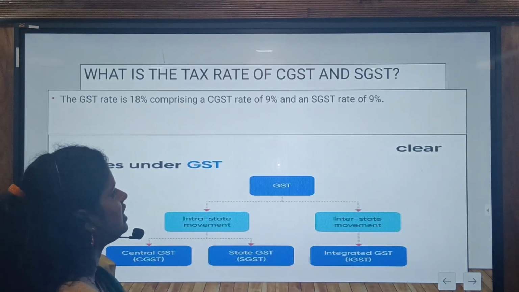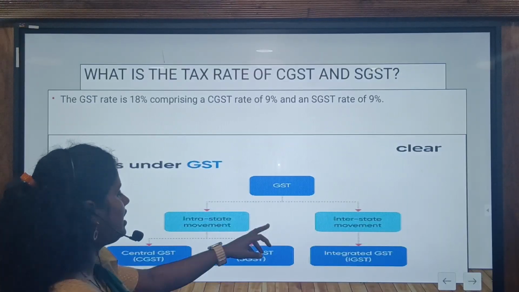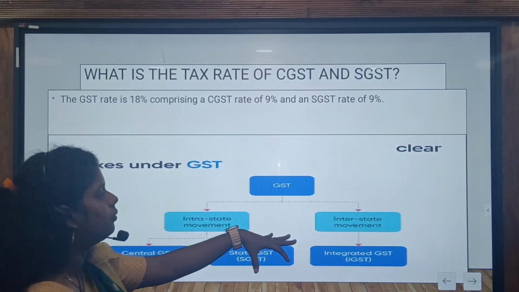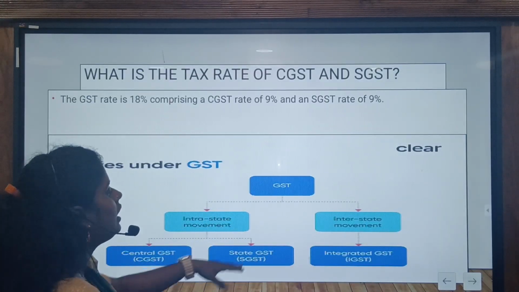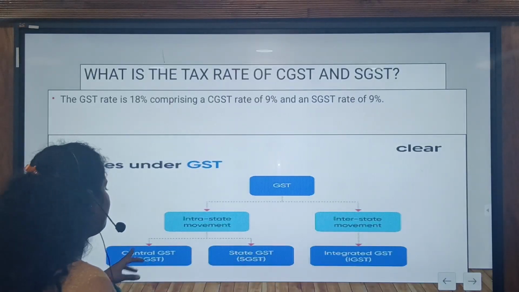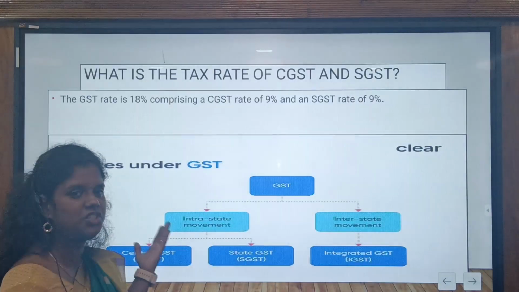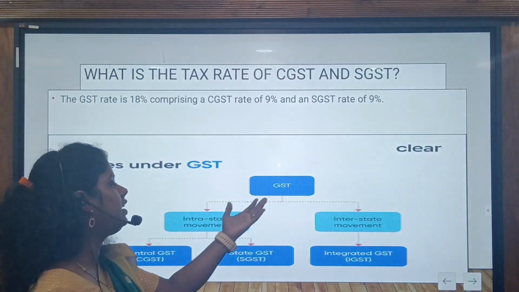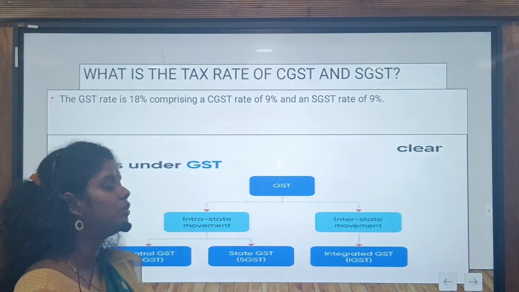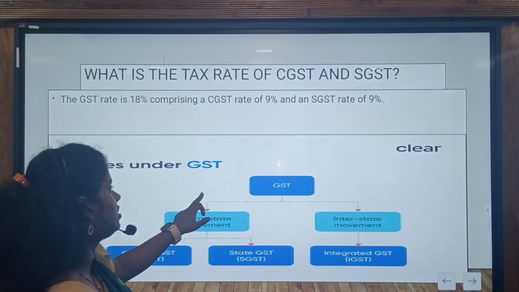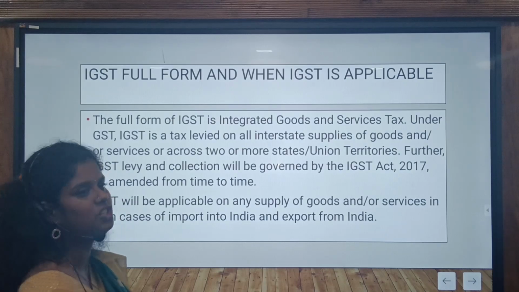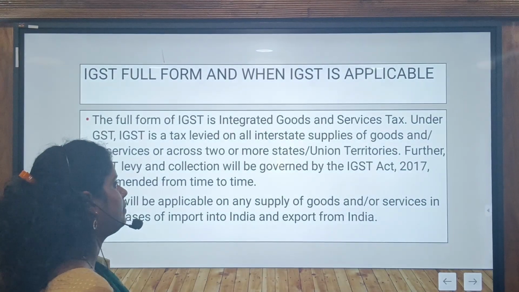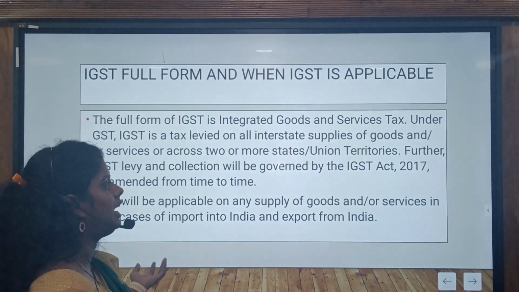What is the tax rate of CGST and SGST? GST has two ways: intrastate movement and interstate movement. For intrastate movement we have CGST and SGST, and for interstate movement we have the Integrated Goods and Services Tax, that is IGST. CGST is 9% and SGST is also 9%, and totally it is going to be 18%.